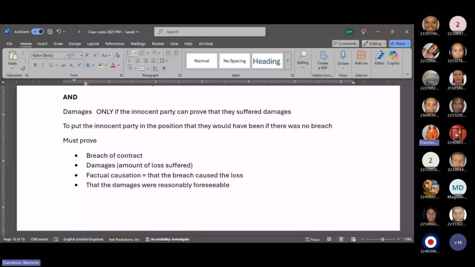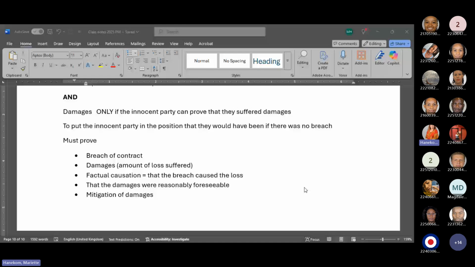And then mitigation of damages. Mitigation: the innocent party has the duty to restrict the amount of damage. So for example, if the contract was to build a security wall and the wall collapsed and now there's a security risk and thieves come and break into the house, the innocent party should have tried to mitigate their damages. They should have tried to erect a fence. They should have hired a security guard.